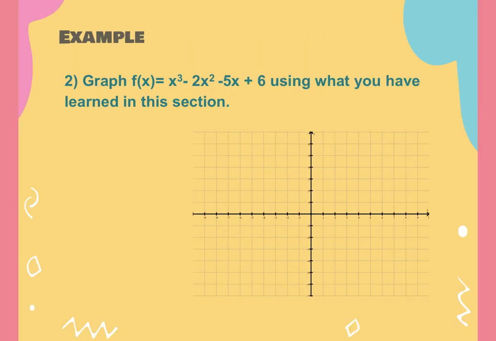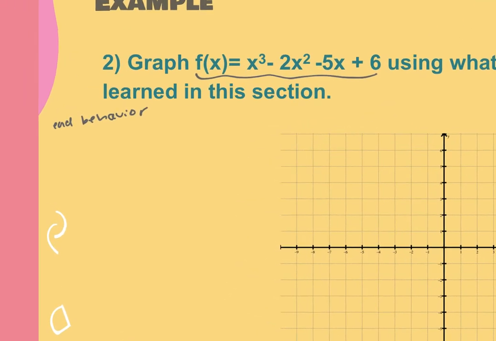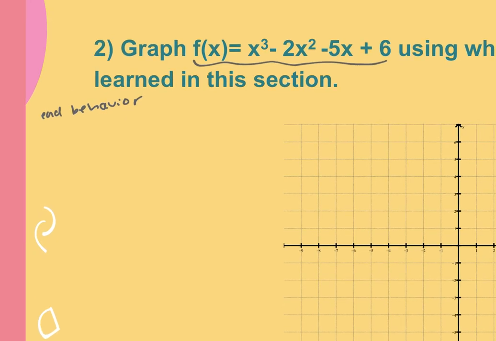All right, so it says graph using what you've learned in this section. So I'm going to take this. I'm going to start with end behavior. In decreasing degree order, highest exponent is even or odd? Odd, and positive or negative? Positive. What's that tell me about my end behavior? Good. Falls left, rises right.